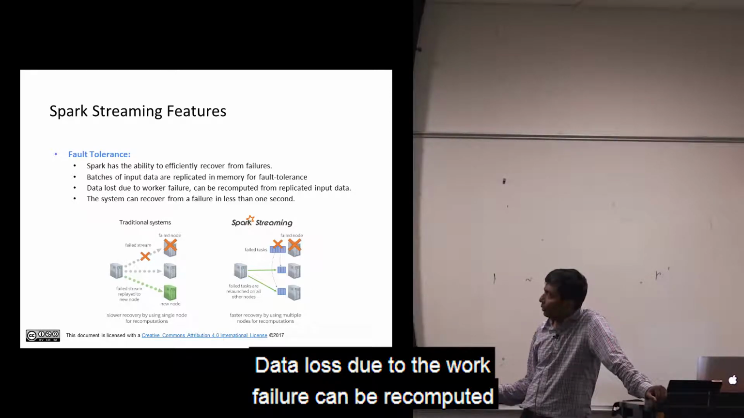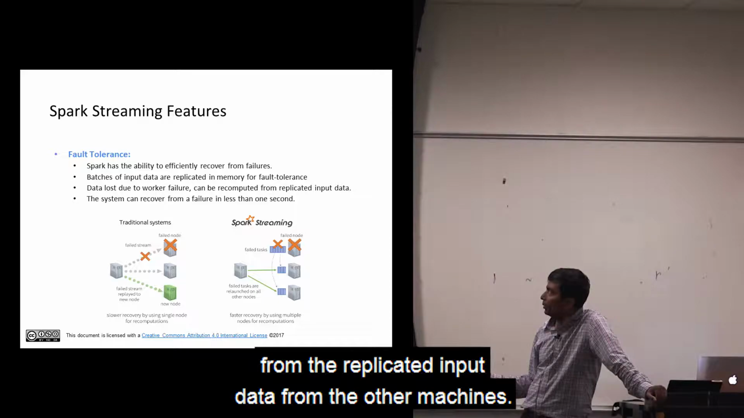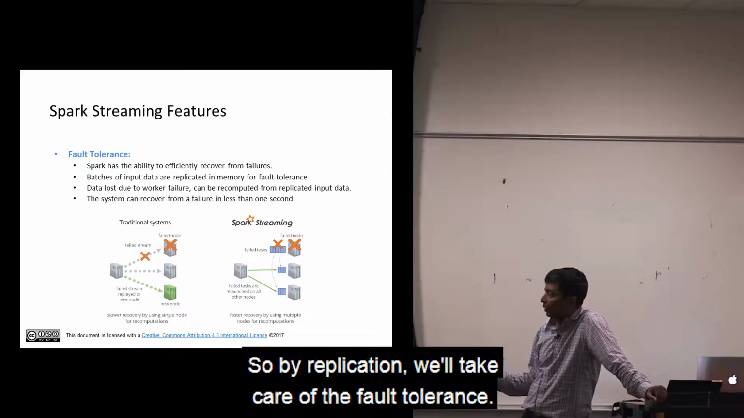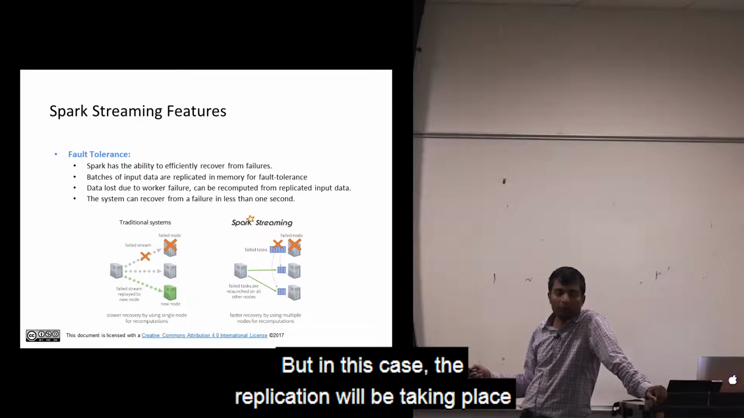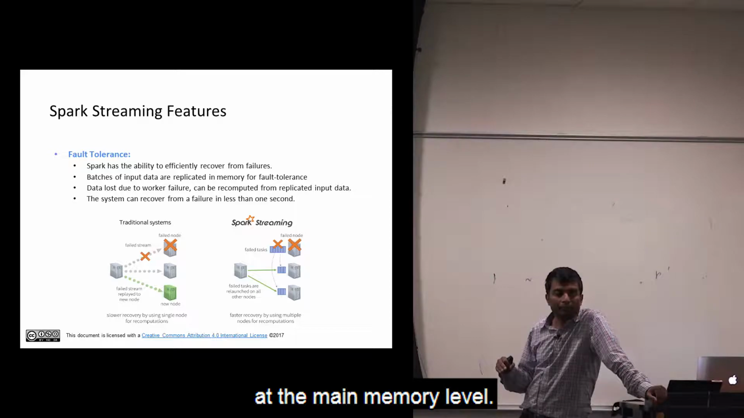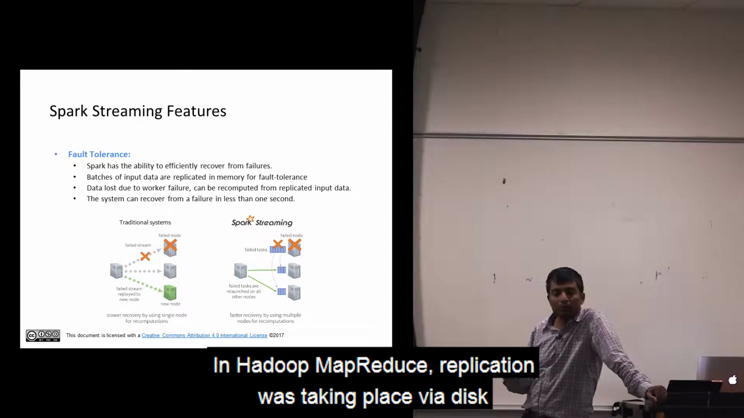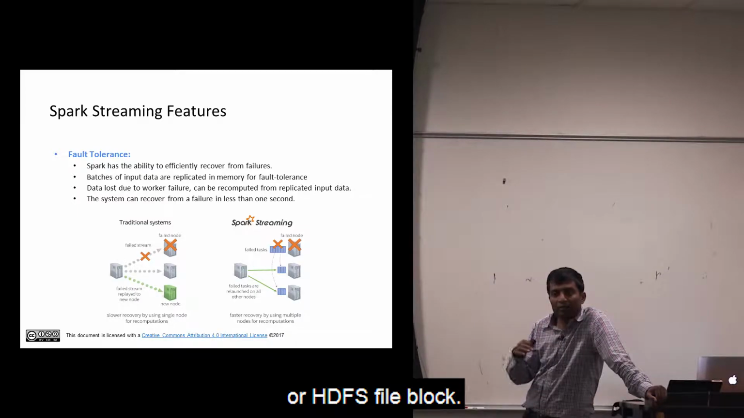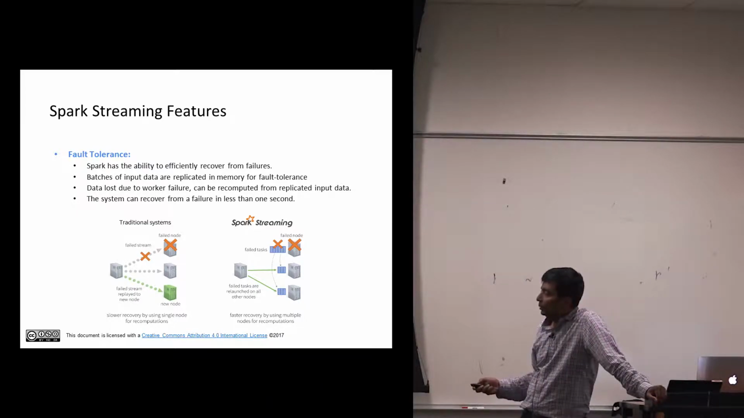Data lost due to worker failures can be recomputed from the replicated input data on the other machines. So that's the idea: by replication, we take care of fault tolerance. But in this case, the replication takes place at the main memory level. In Hadoop MapReduce, replication took place via disk, or HDFS file blocks.